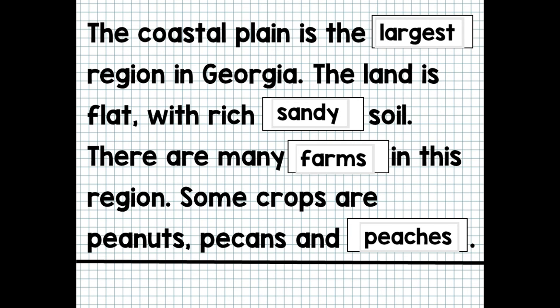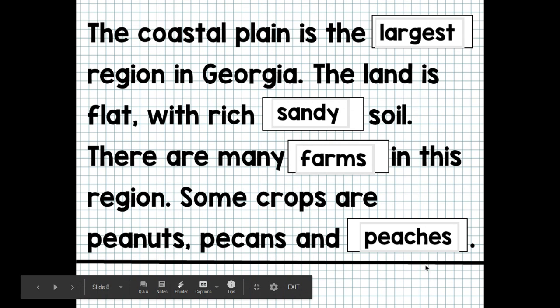The coastal plain is the what region? The largest region. The land is flat with rich sandy soil. And remember, we said that helps with farming here. There are many farms in this region. Some crops are peanuts, pecans, and peaches.